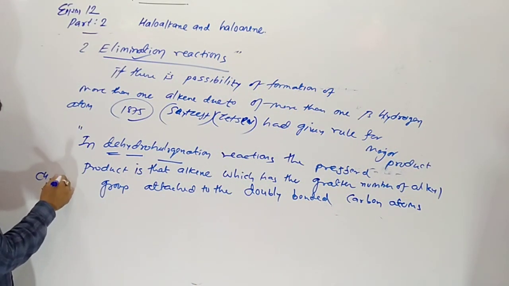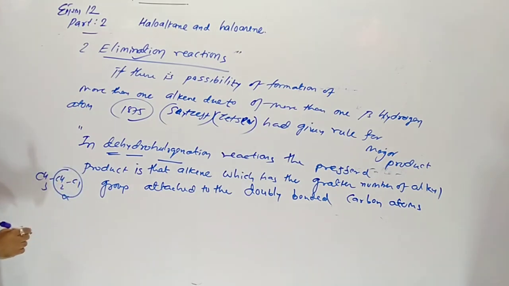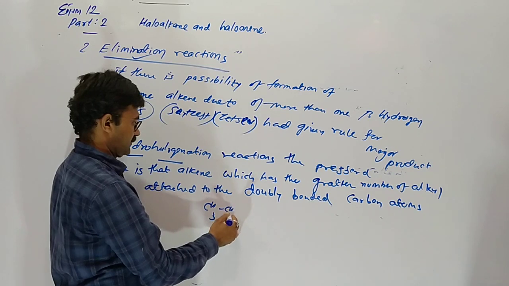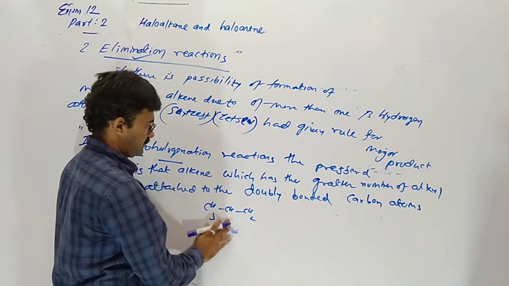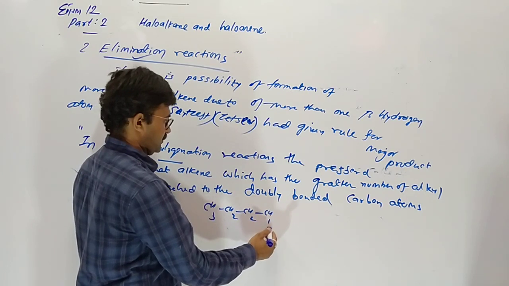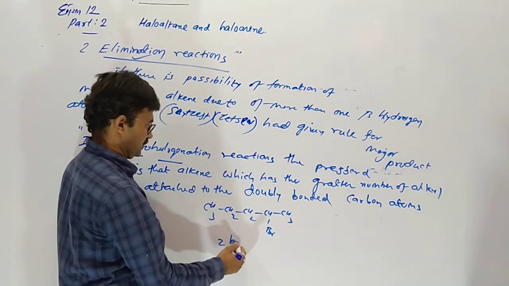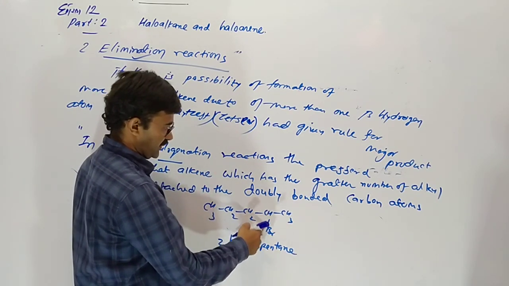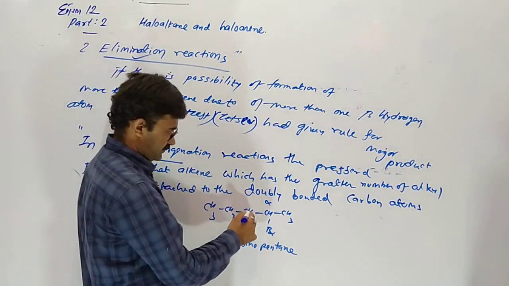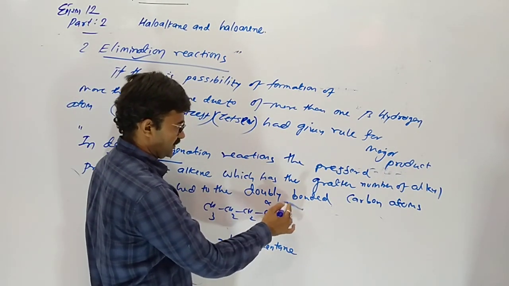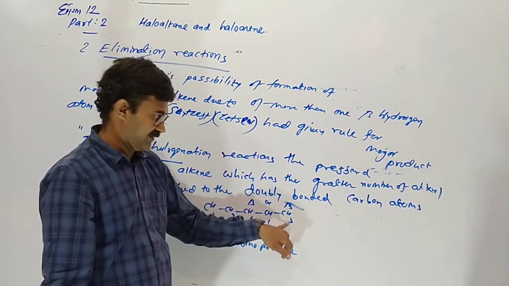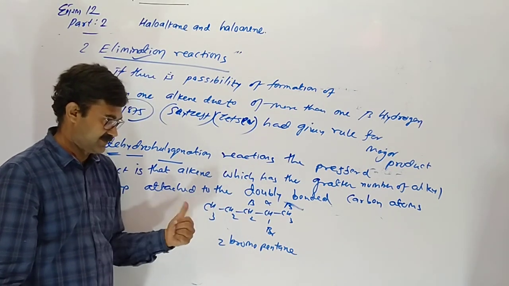In chloroethane, the halogen containing carbon is alpha, and its neighbor is beta. Here there is only one beta carbon. But in 2-bromopentane, you can see CH3, CH2, CH2, CHBr and CH3. This is 2-bromopentane. You can see the halogen containing carbon is alpha and the neighbor is beta. So here there are two neighbors. The adjacent carbon directly connected to alpha is beta, this is beta, this is not.